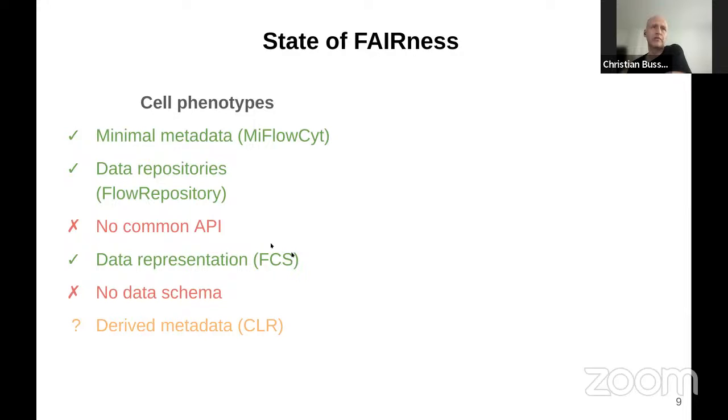Data representation, the thing commonly known as format, is clearly one of the success stories for cell phenotype data, because the FCS, the flow cytometry standard format, has really been around for decades and is, in contrast to what we know from other technological domains, universally used by equipment manufacturers. So the compatibility or the interoperability at this point is relatively high.